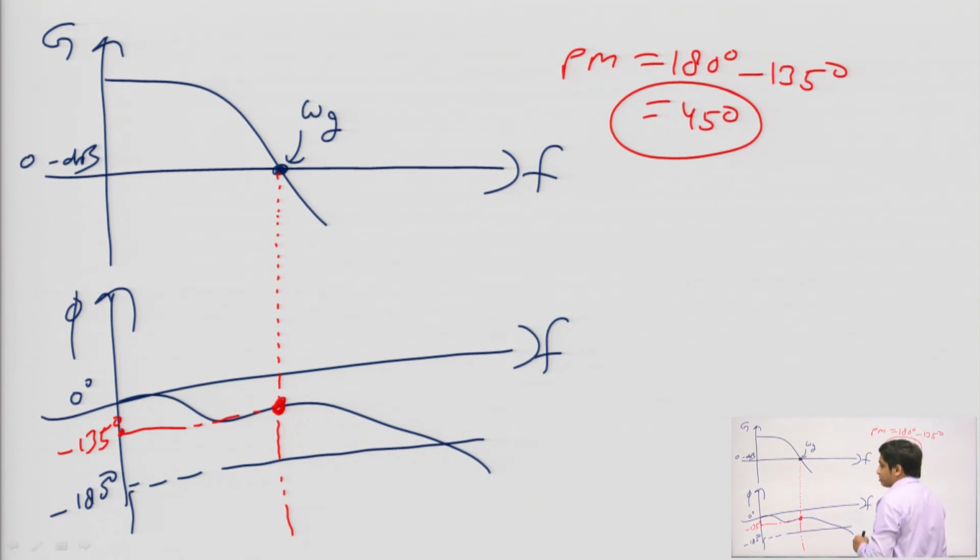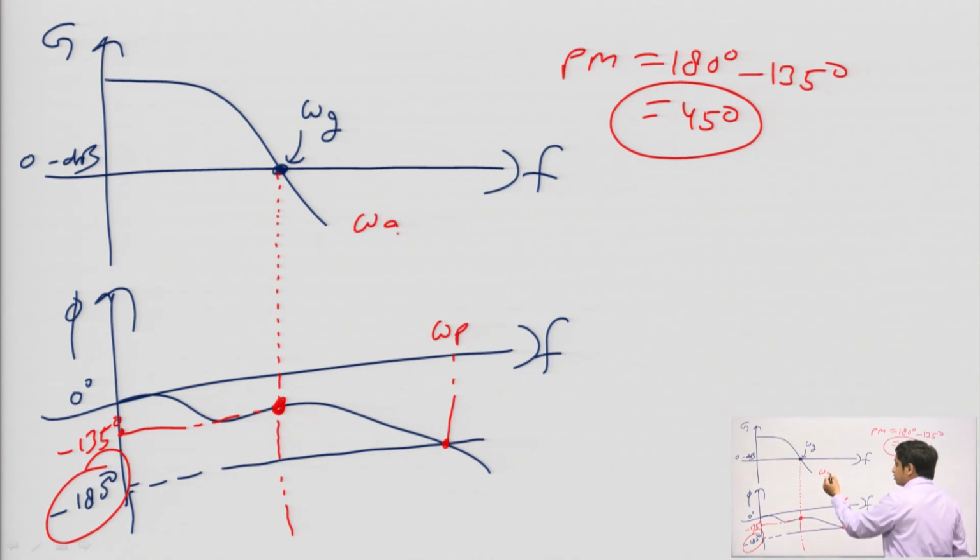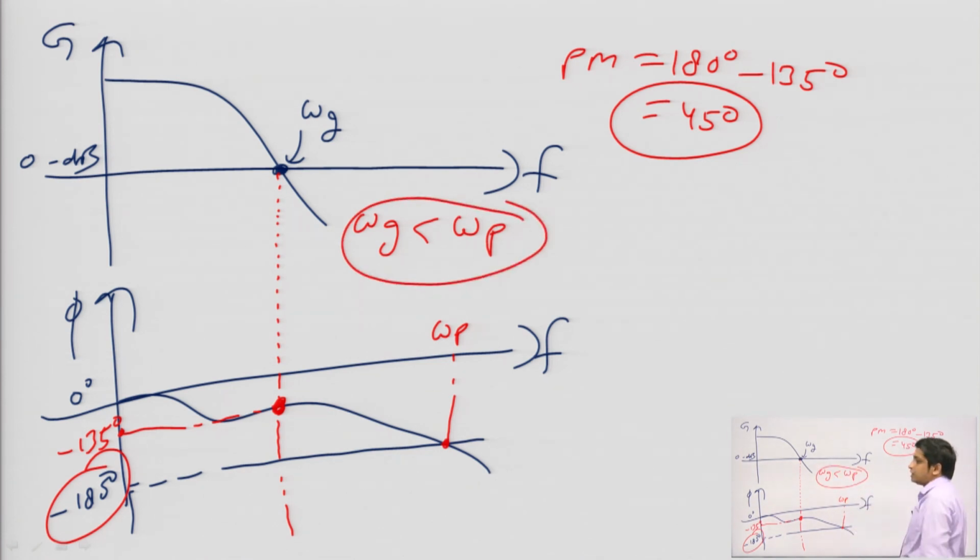Now, what is the phase crossover frequency? Phase crossover frequency is the frequency at which the phase plot is crossing the minus 180 degree line, that is omega p. So, from this plot you can see that your omega g is less than omega p, gain crossover frequency is less than phase crossover frequency. Whenever it happens, your phase margin will be positive, and when you calculate the gain margin, it will also be positive in this case, right.